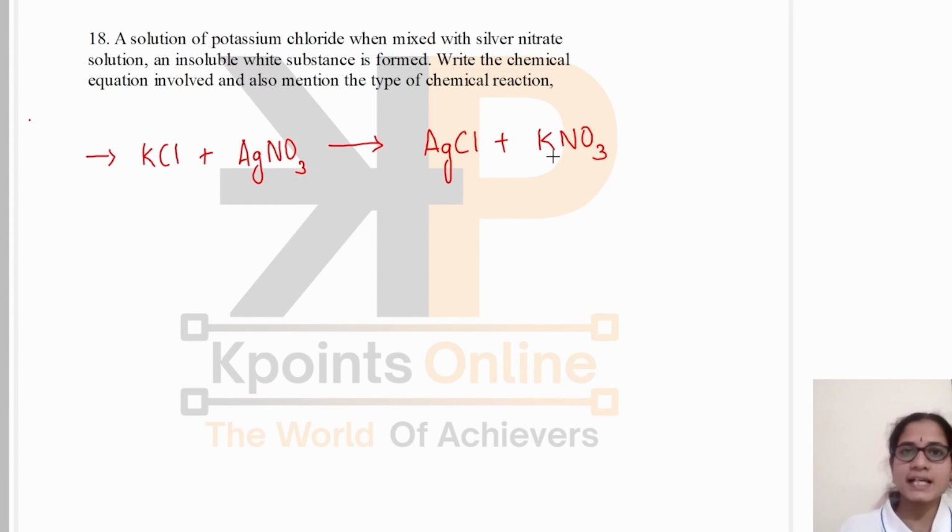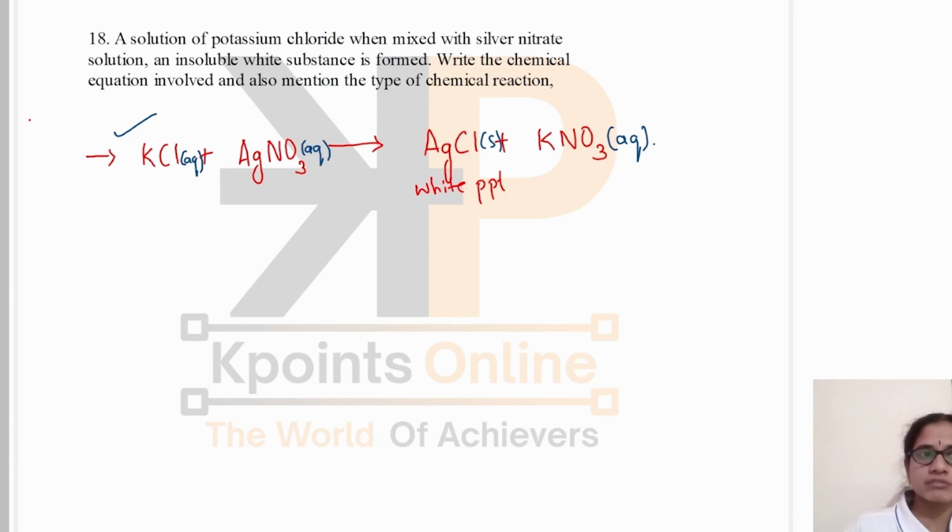Okay, this is the reaction that takes place here. Here silver chloride is a white precipitate formed. When potassium chloride and silver nitrate react together, a white precipitate, that is silver chloride, and potassium nitrate are formed here. It is solid. Okay, the question is, write the chemical equation involved that we have written and also mention the type of chemical reaction. We have to mention the type of chemical reaction.